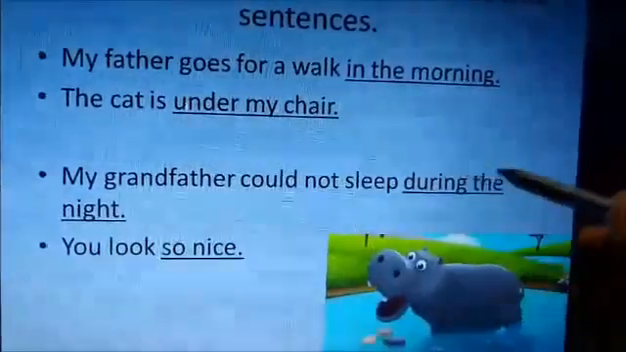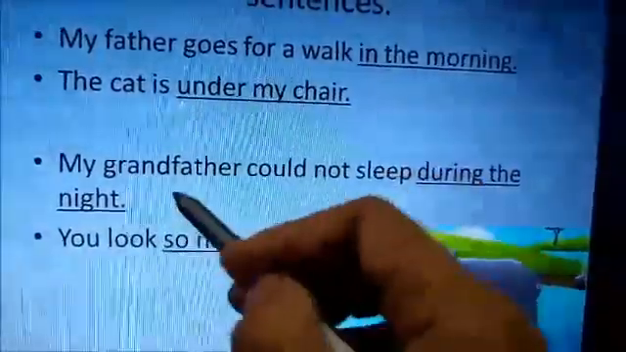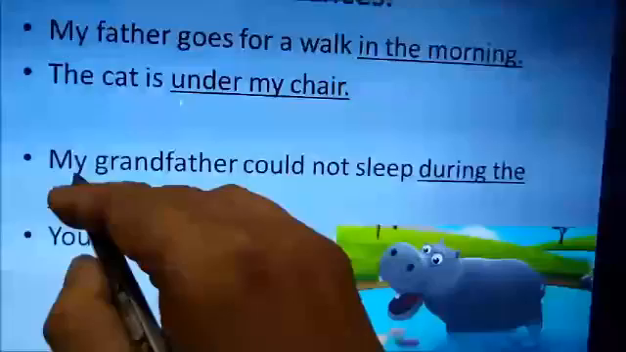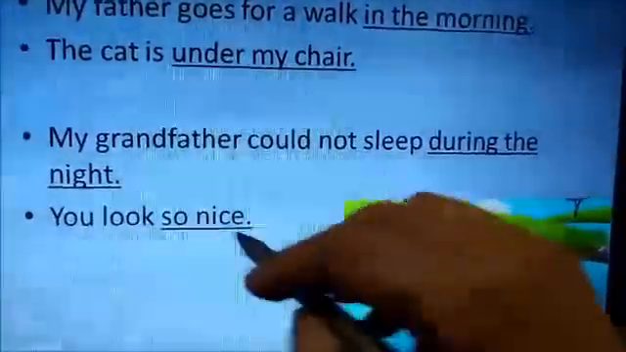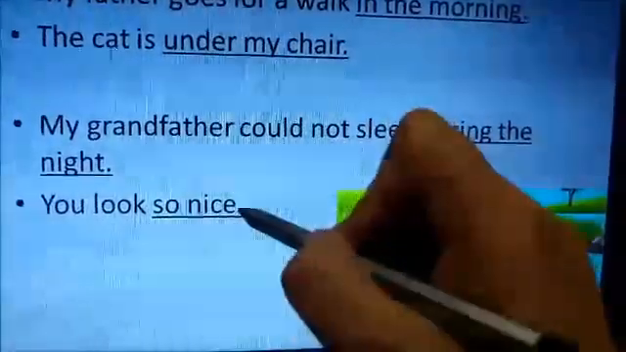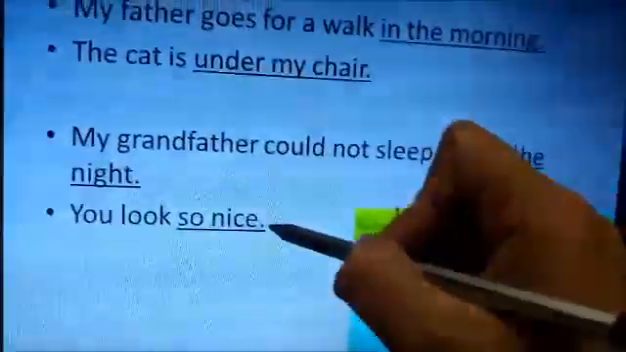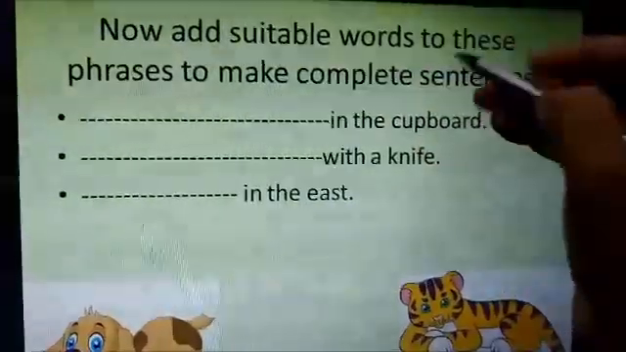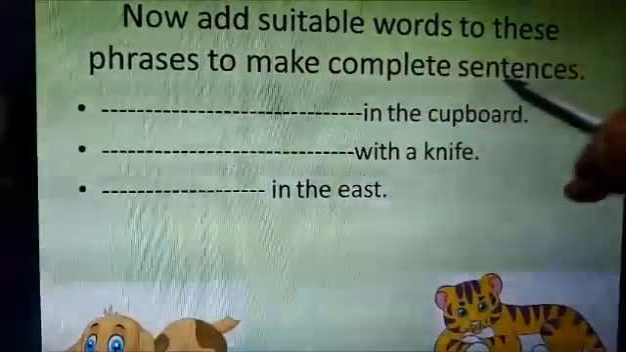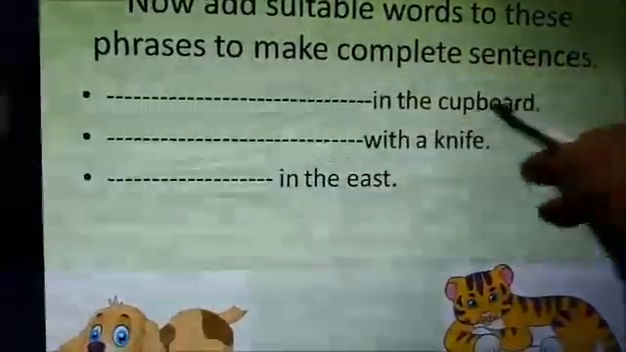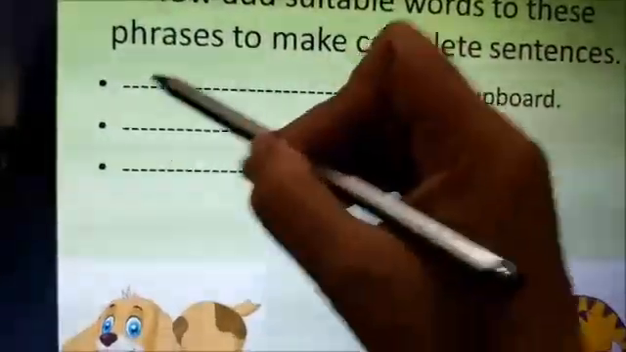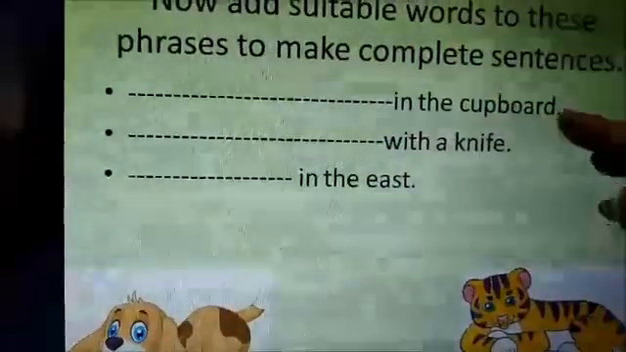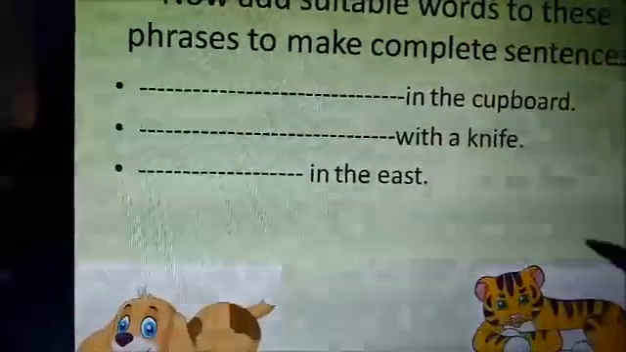Now, the next phrase is during the night. So, let's make a sentence out of it. My grandfather could not sleep during the night. Next phrase is so nice. You look so nice. Add suitable words to these phrases to make complete sentences. So, these are called phrases. We have to add a subject and verb to make these phrases a meaningful sentence.